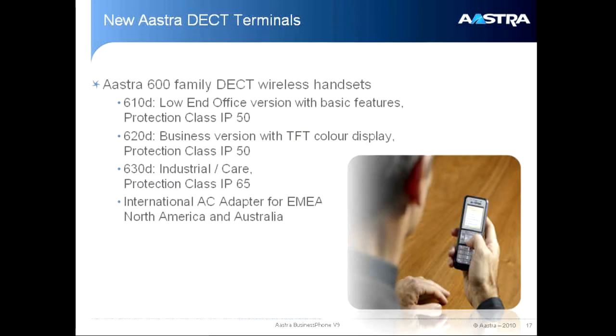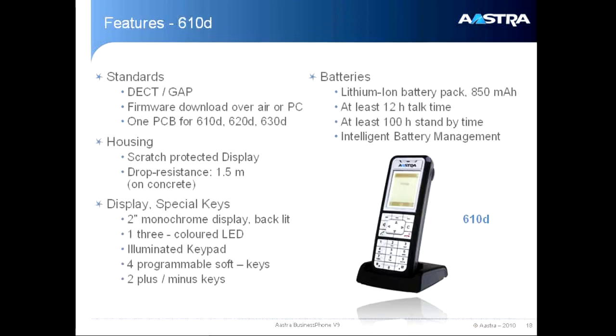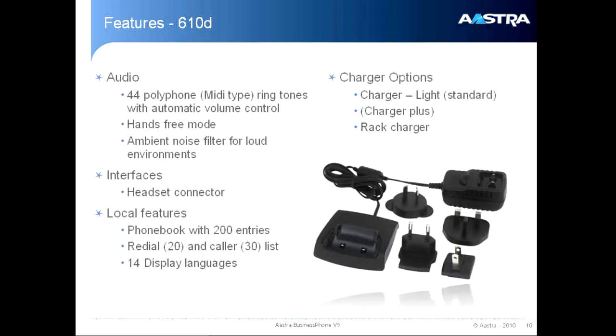The 600 series of DECT terminals range from a low-end office version with basic features to the business version with color TFT display and a robust industrial version. The 610D has a scratch-resistant display, drop resistance from 1.5 meters, illuminated keypad, and 4 programmable soft keys. It has an integrated ambient noise filter, and its phone book supports up to 200 entries.